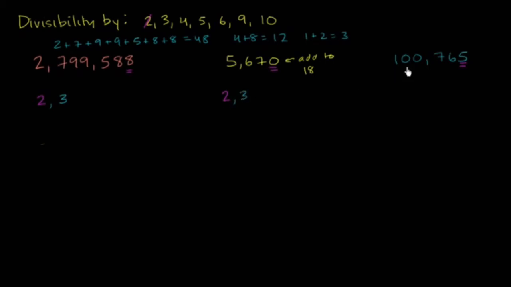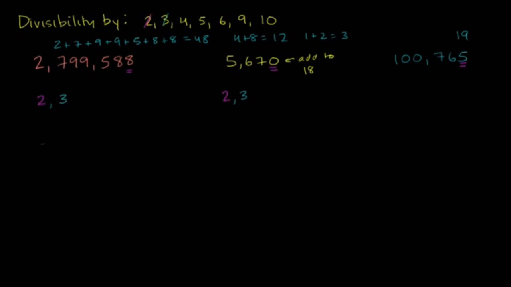Divisible by 3. And then finally, let's add up these digits. 1 plus 0 plus 0 plus 7 is 8, plus 6 is 14, plus 5 is 19. Did I do the 8? Yep, 19. So we summed up the digits. 19 is not divisible by 3. So this one, we're not going to write a 3 right over there. It's not divisible by 3.